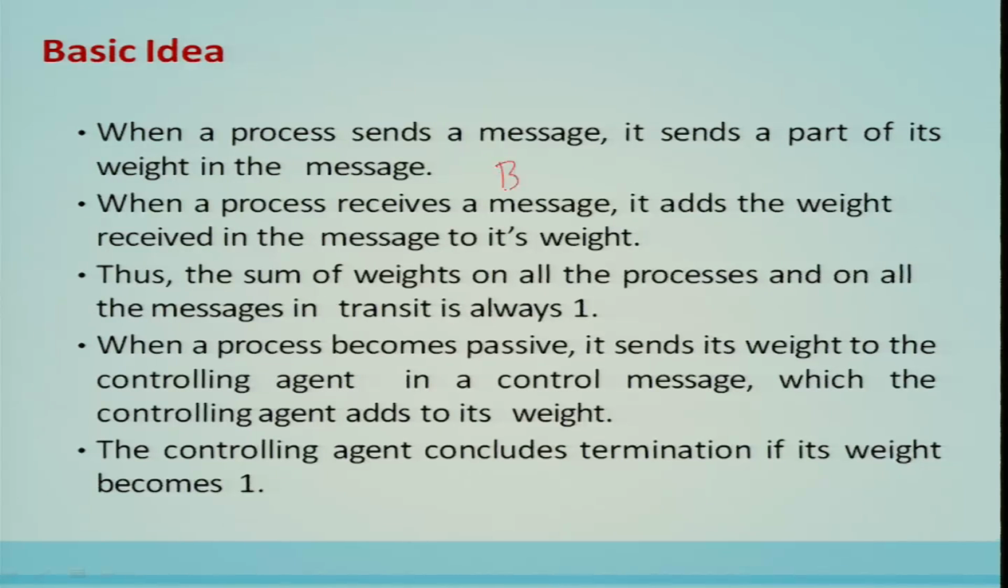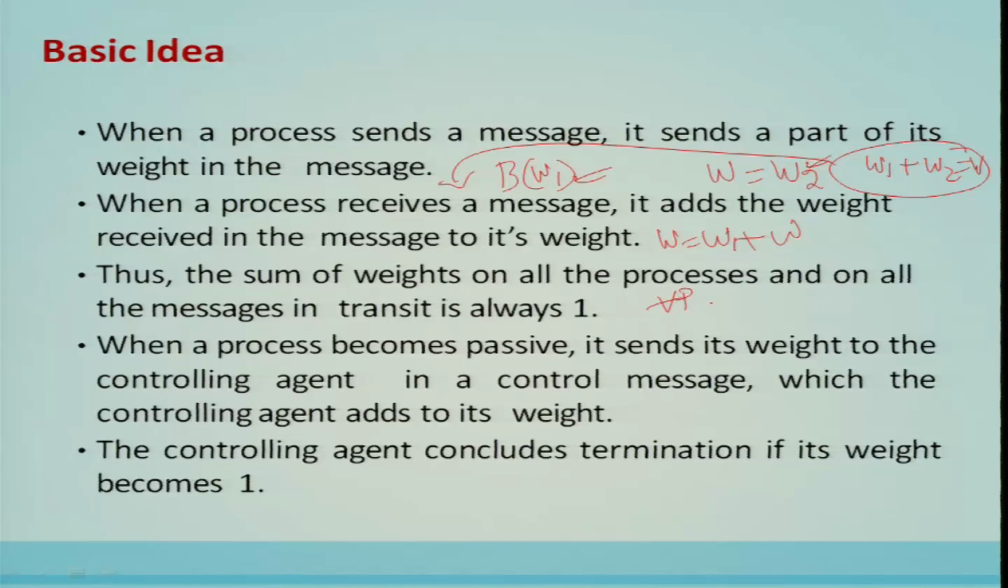So for example, W1 is carried on the message, so W will be updated as W2, where W1 plus W2 is equal to W initially. So W was broken into two parts; W2 will be retained as its current weight and W1 will be sent. The process receiving this message adds the weight in the message to its own weight. Thus the sum of the weights on all the processes and on the messages in transit is always 1. So if we sum the weights of all the processes and the weights of all the channels, that is equal to 1.